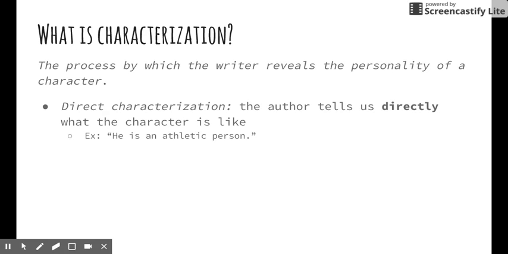So for example, if the author says he is an athletic person, that would be direct characterization because right away we know exactly what this character is like.